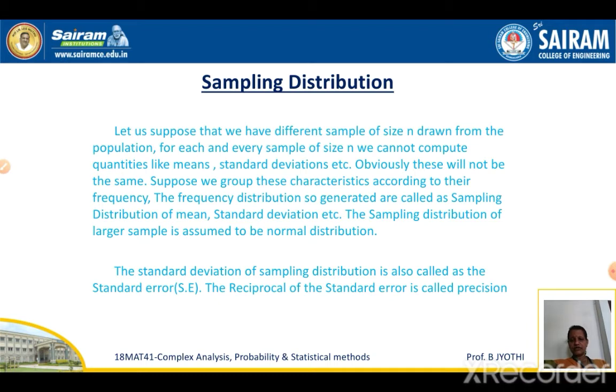Obviously, these will not be the same. Suppose we group these characteristics according to their frequency. The frequency distributions so generated are called the sampling distribution of the mean, standard deviation, etc. The sampling distribution of a large sample is assumed to be the normal distribution. Next, the standard deviation of the sampling distribution is also called the standard error. The reciprocal of the standard error is called the precision.